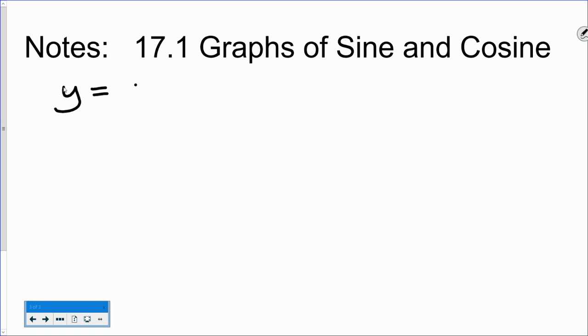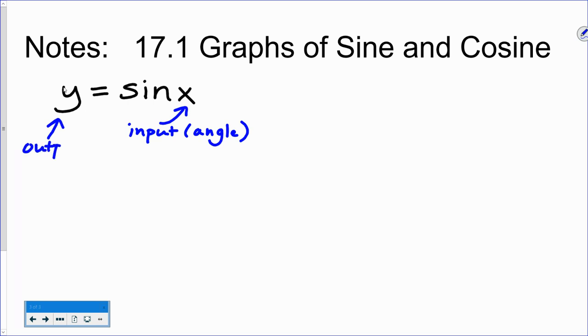So if I look at y equals sine of x as a graph, this x would be your input variable, or kind of your x-axis. When I'm plugging something in, that's going to be an angle that you are plugging in, right? So sine of an angle, cosine of an angle. My output would be y, so that's going to be the ratios that we get.